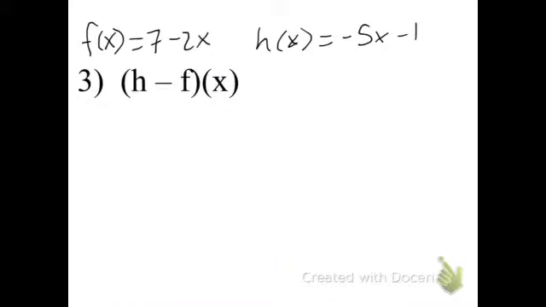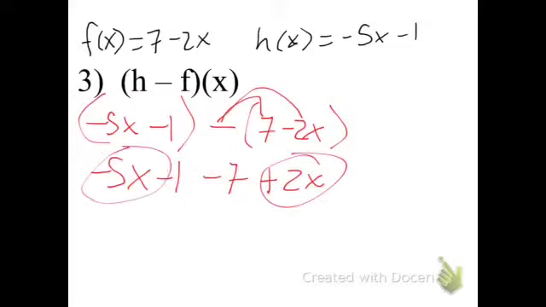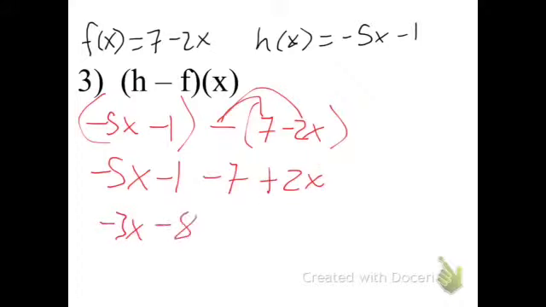Ta-da! 1 and 2. For 3, again, remember, order is important, so make sure you do h of x first, and then subtract your f of x. And make sure you distribute as you get rid of your parentheses. You'll have negative 7, and then add 2x on the end. Combine like terms, so negative 5x plus 2x is negative 3x. Negative 1 and negative 7 make negative 8.